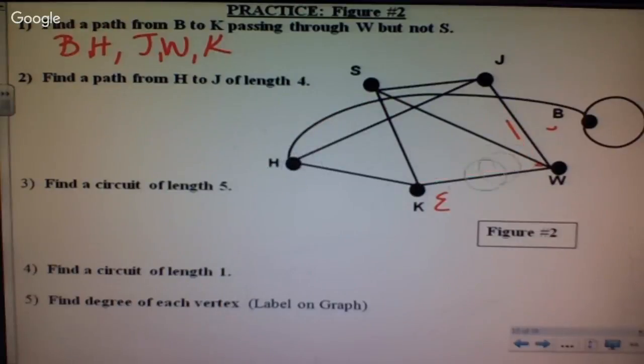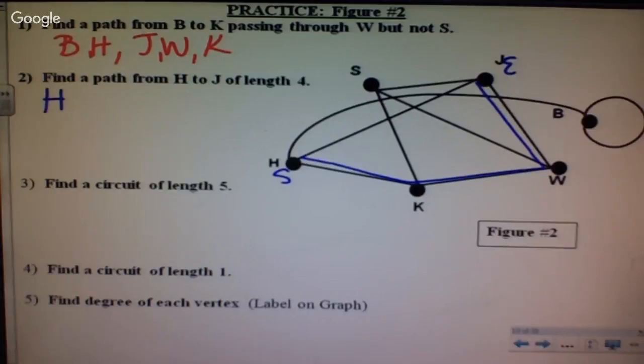Okay, be careful with the next one because they got a little more specific. It says find a path from H to J. So I start at H and end at J, and it must have a length of 4. So I need to cover 4 edges, which means I need to have 5 letters up here. So I must start at H. H to K to W to J. That is a path from H to J.